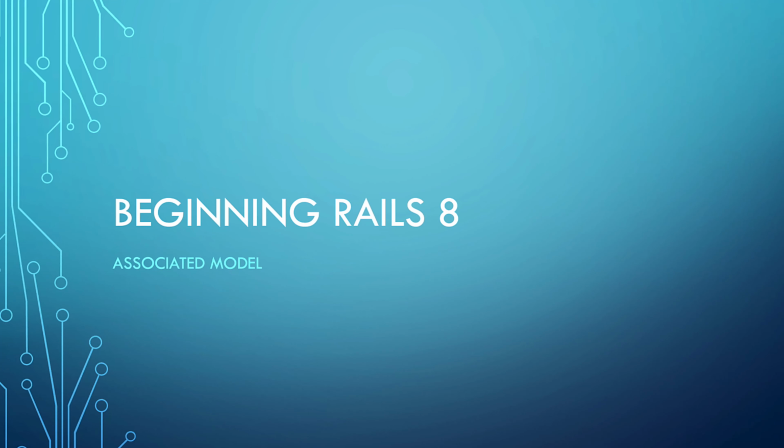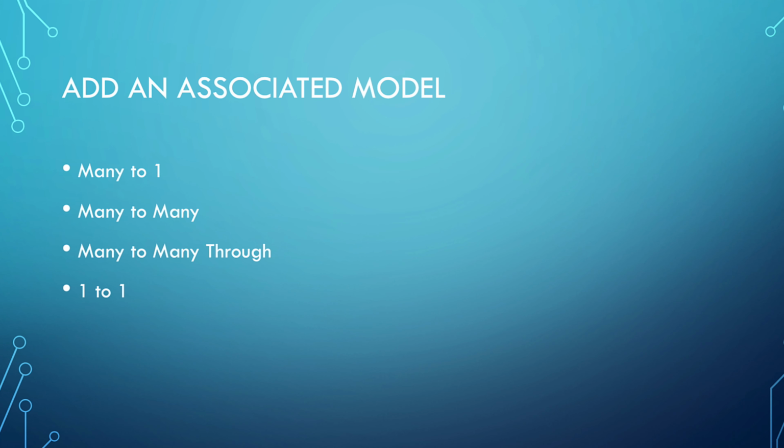Welcome to this video where we'll add an associated model to our current task model. Now, an associated model is a model that has some sort of relationship with our original model, which was tasks, and I'm going to create a notes model. And the kind of relationship that we'll have is a many-to-one relationship, and that's what we're going to focus on in this video. But there can also be a many-to-many and a many-to-many through.